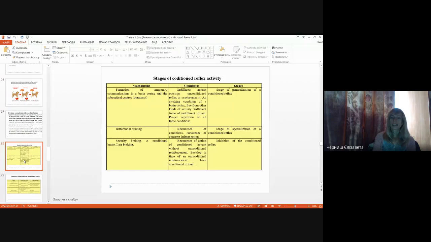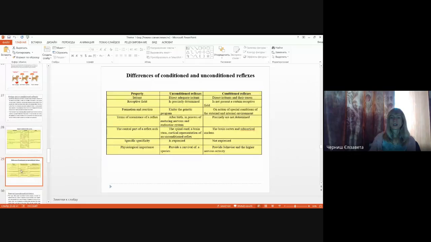So, inhibition of the conditional reflexes: security braking, conditional brake, and later braking. I think you have that knowledge in the biological sciences, and you know about conditional and unconditional reflexes. It should be noted that there are differences between conditional and unconditional reflexes.